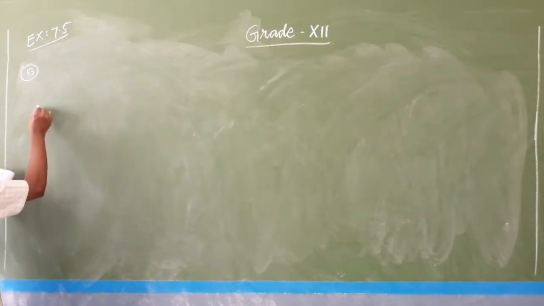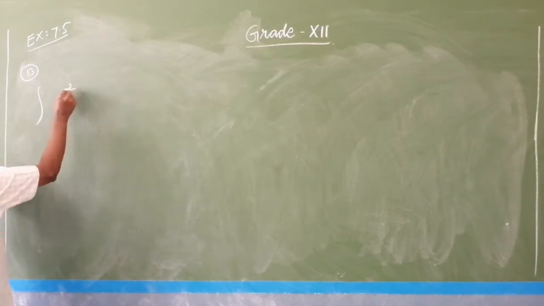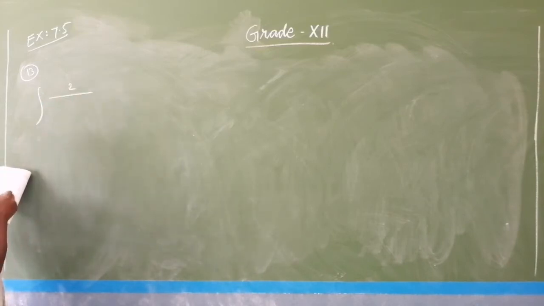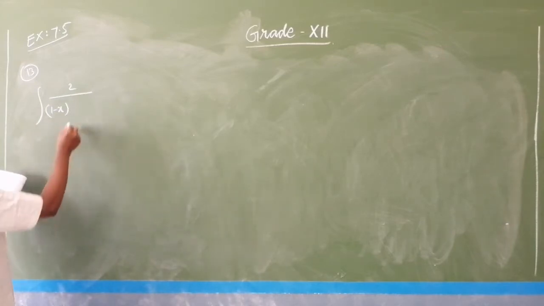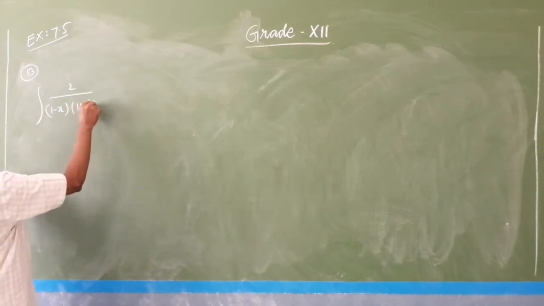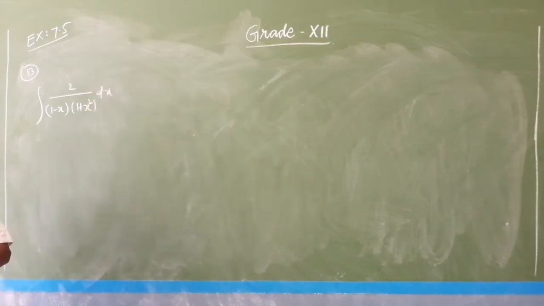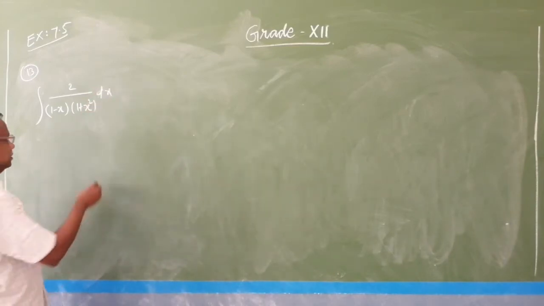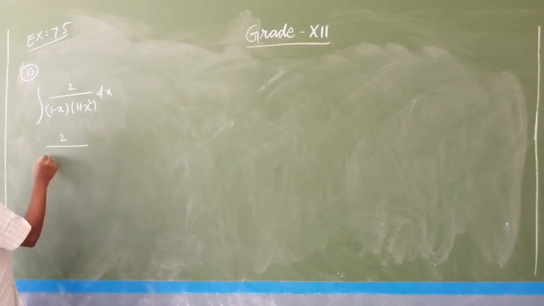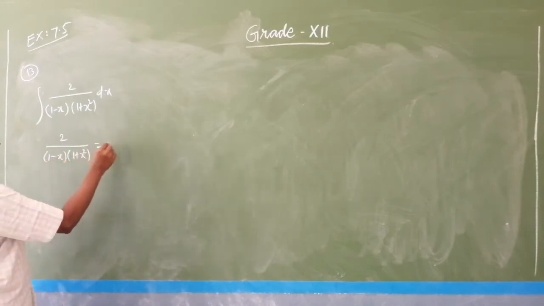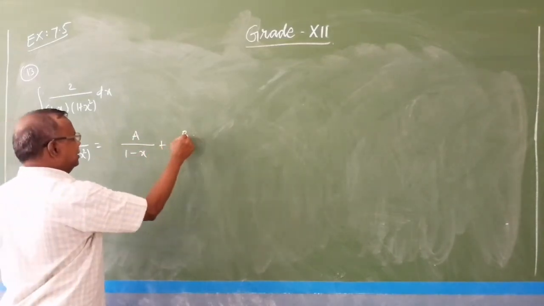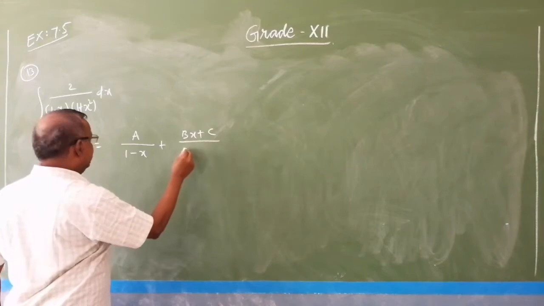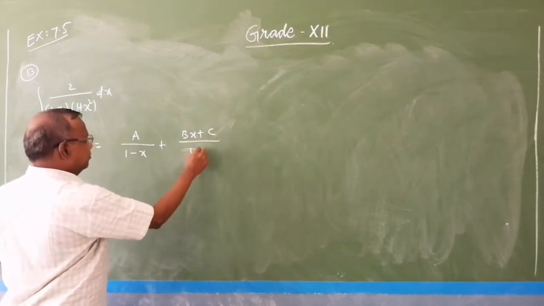We are given the integral of 2 divided by (1 minus x) into (1 plus x square) dx. This model we have already done. Now, 2 by (1 minus x)(1 plus x square) can be written as A by (1 minus x) plus (Bx plus C) divided by (1 plus x square).